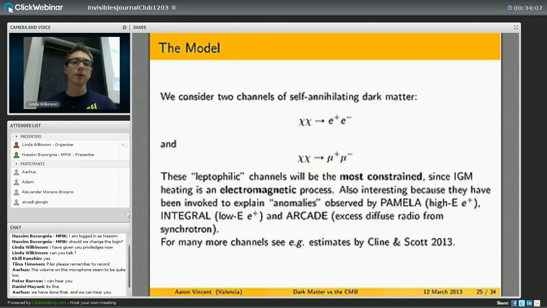So you would expect bounds on other models to always fall above this particular channel. It's also interesting if you're interested in explaining a few anomalies, the so-called INTEGRAL 511 keV line from the galactic center, and even the diffuse radio emission that we see from ARCADE, which hasn't quite entirely been explained.